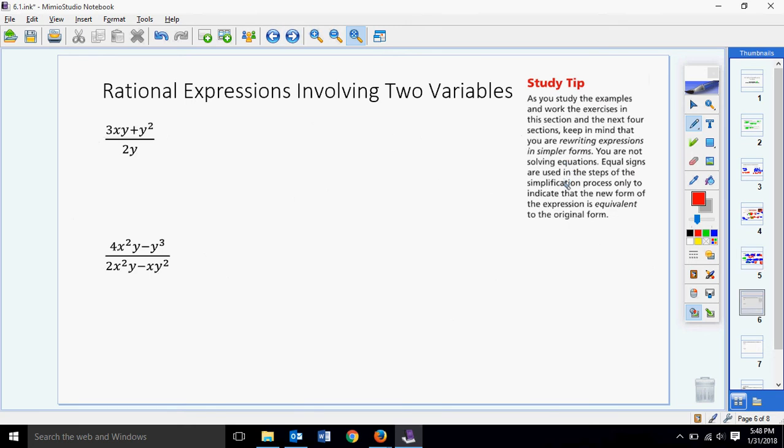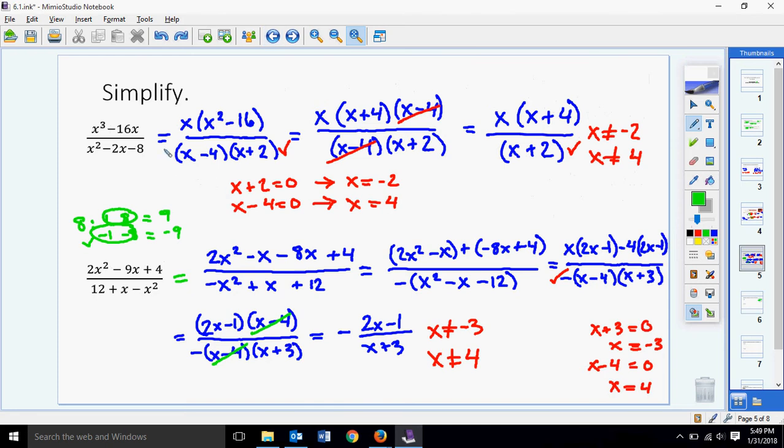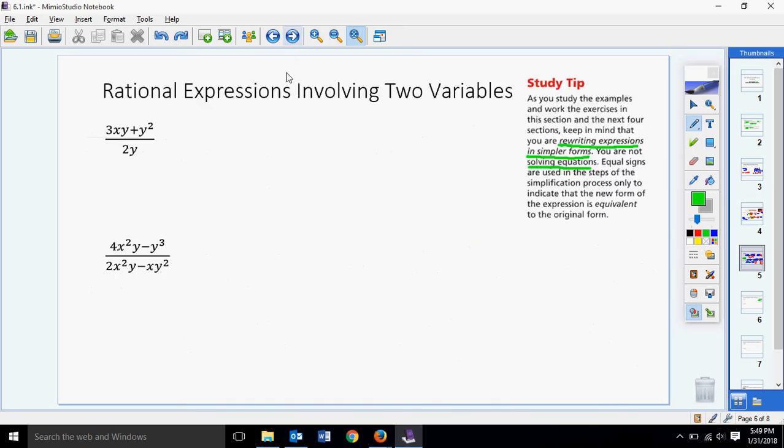Rational expressions involving 2 variables. Now let's read this study tip. Keep in mind in the next section and the 4 following that we're just rewriting expressions in simpler forms. We're not solving equations. Equal signs are used in the steps of the simplification process only to indicate that the new form of the expression is equivalent. So what that means is, on this last slide, when I kept writing equals, equals, equals, that just means these are three equivalent forms. It's not an equation. They're equivalent expressions.